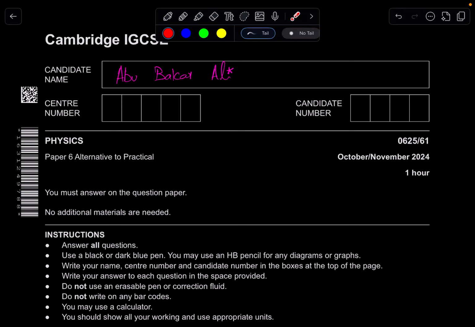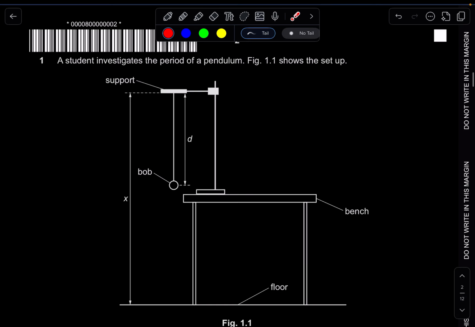Hi everyone, today we are going to start paper 6 of IGCSE Physics, variant 1. It's the October-November 2024 paper. Let's begin with question 1.